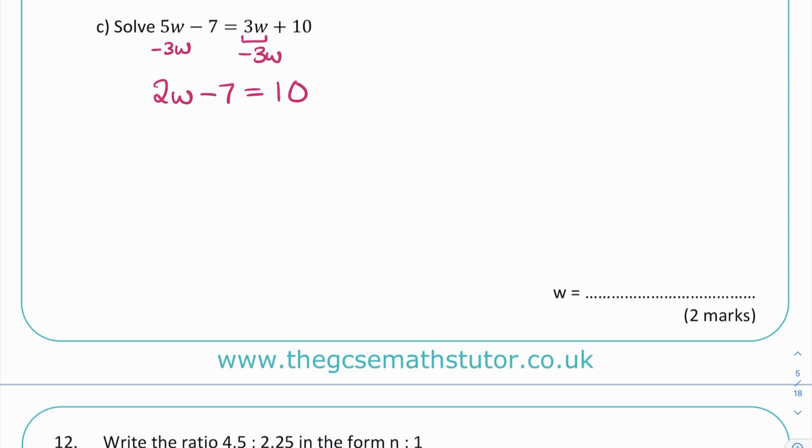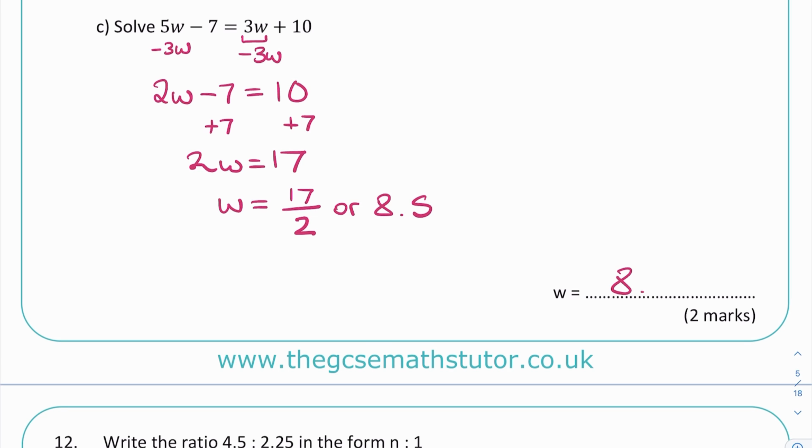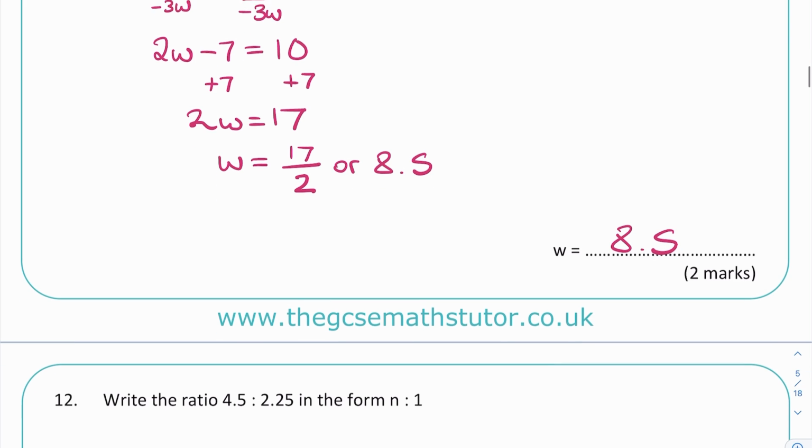We can now solve this like we normally would, adding 7 to both sides as we have a negative 7 there, which would give us 2w is equal to 17, and then dividing by 2, which would give us w is equal to 17 divided by 2, or you could type that into your calculator and get the answer 8.5. Either answer is fine, so I'm going to put 8.5 on the dotted line.